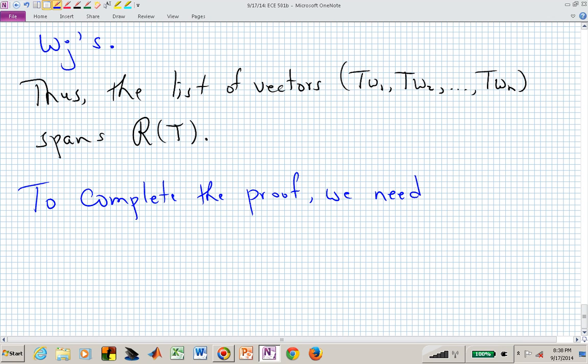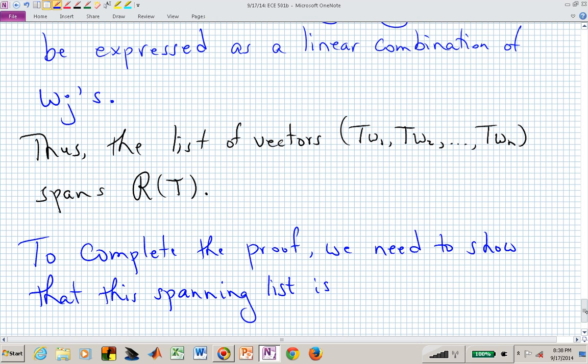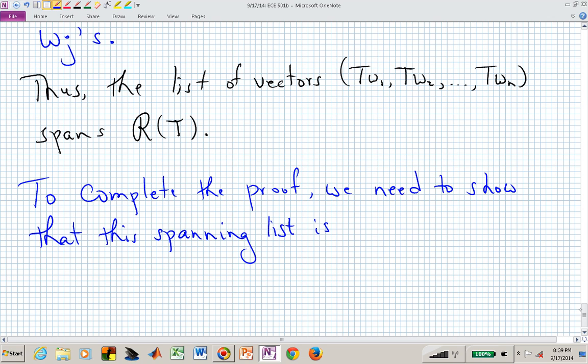we now need to show that this spanning list of Tw1, Tw2 up to Twn, that this spanning list is what? We now need to show that it forms a basis for the range of T. Once we have a basis, the basis is linearly independent and spans the range of T. We've already found that those vectors span the range of T. If we can show that they're linearly independent, then we simply have to count up how many of those vectors we have, and we know that that equals n, and that will allow us to complete the proof. So those vectors in this spanning list need to be linearly independent.